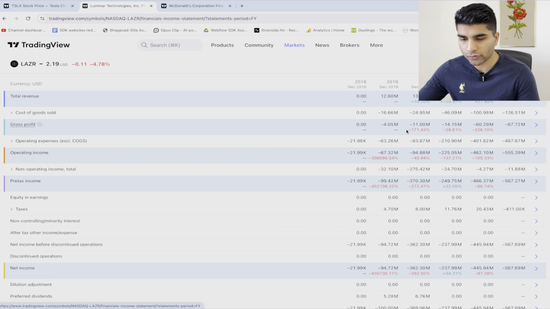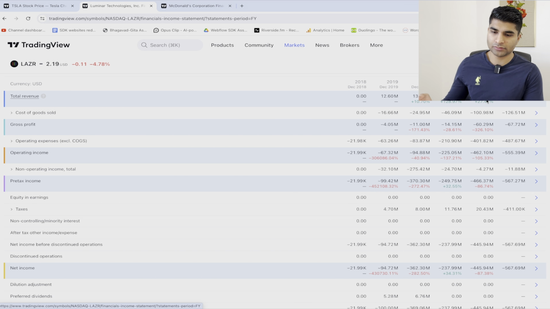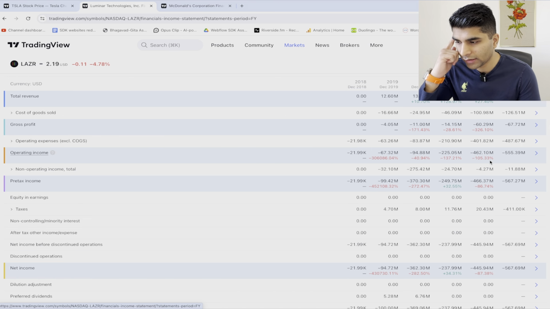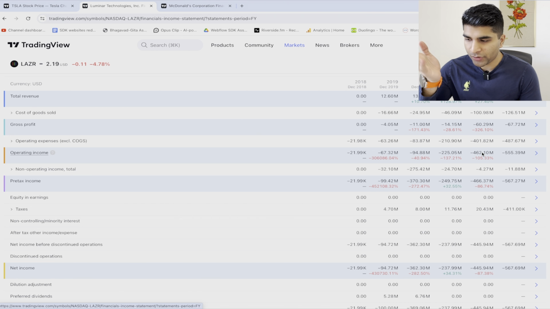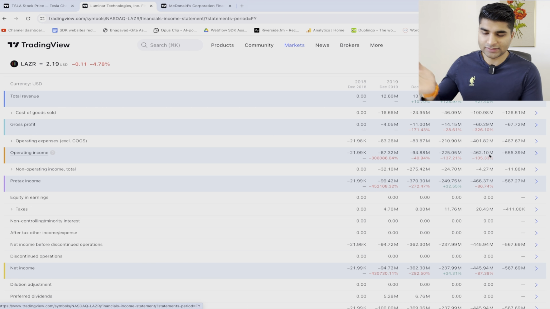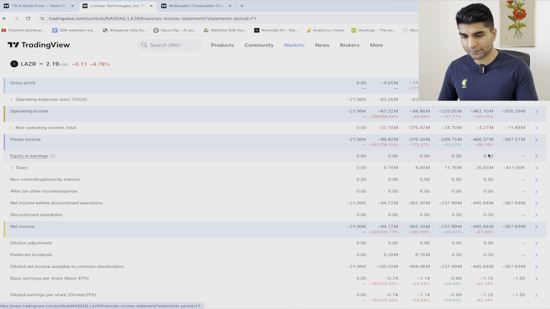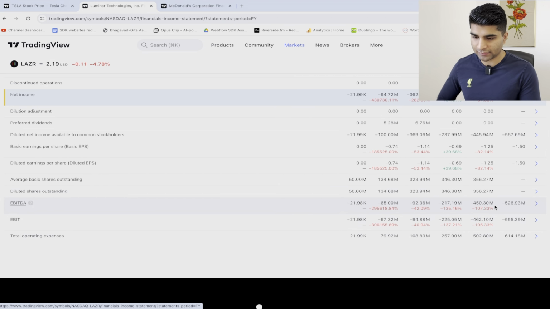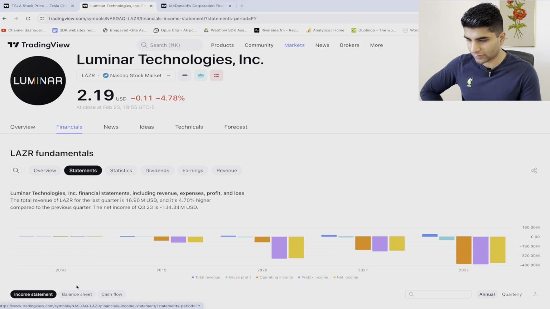But later, when you look at gross profit, they're losing a lot of money, 60 million, and they are earning 40 million. So it's definitely not a good sign. Operating income is not so great either. Pre-tax income, they're losing money. It's all negative. Net income negative. EBITDA is negative. So that is not a good sign.